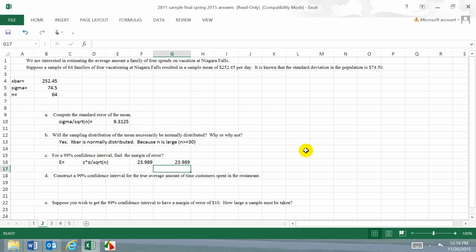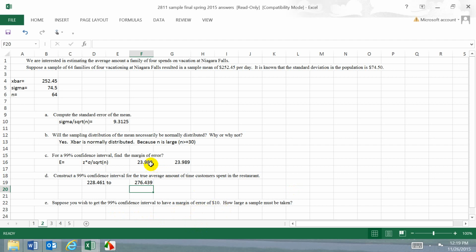So what's the 99% confidence interval? The 99% confidence interval is x bar minus the margin of error to x bar plus the margin of error. 228 to 276.